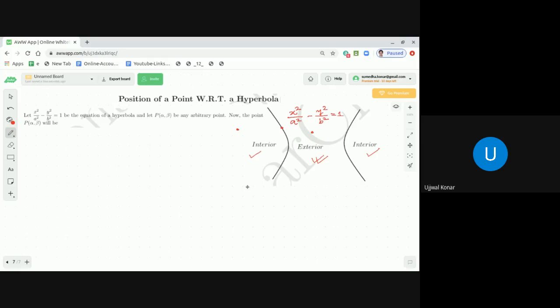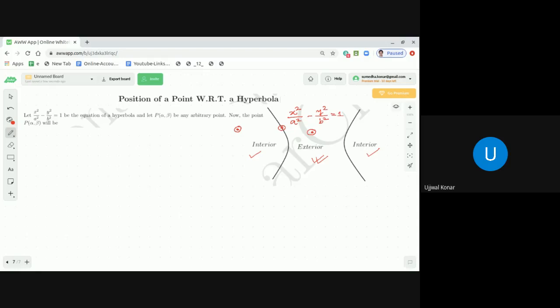Okay, now if the point is here, dear students, then we can say the point is interior to the hyperbola. If the point is here, then we can say the point is on the hyperbola. If the point is here, then we can say the point is exterior to the hyperbola. So these are the three relative positions of the point P, alpha comma beta, with respect to the hyperbola x square by a square minus y square by b square equal to 1.